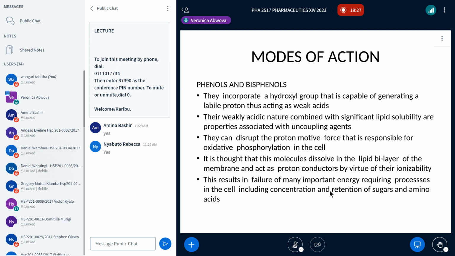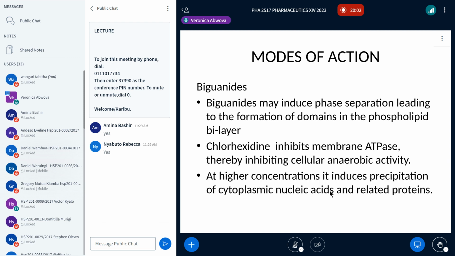But now, if you're able to disrupt this process, it means that the cell is no longer able to generate energy. Okay? It is thought that these molecules dissolve in the lipid bilayer of the membrane and act as proton conductors by virtue of their ionizability. This results in failure of many important energy-requiring processes in the cell, including concentration and retention of sugars and amino acids. So again, if you're going to disrupt the oxidative phosphorylation, which is responsible for generation of energy, then what is going to happen? Any activity within the cell requiring energy will not be able to happen.